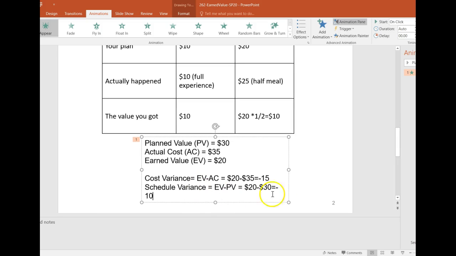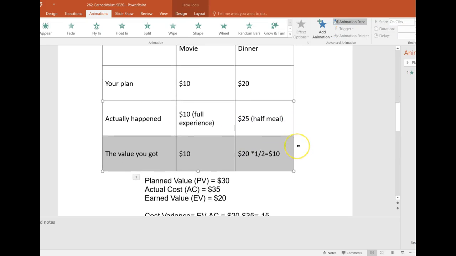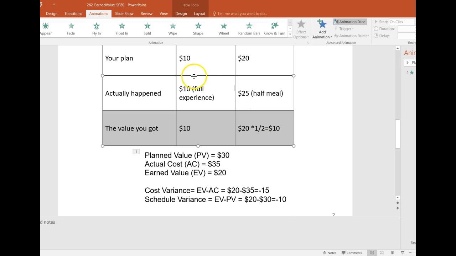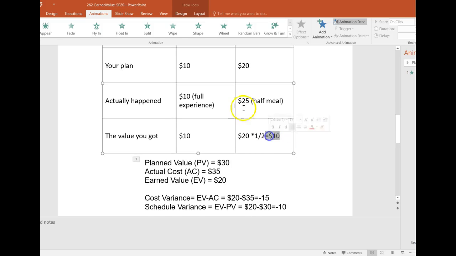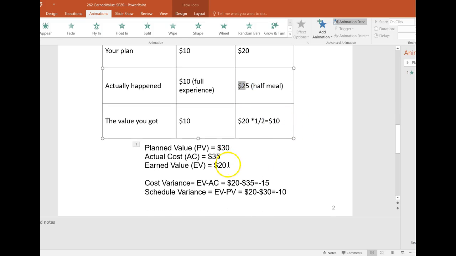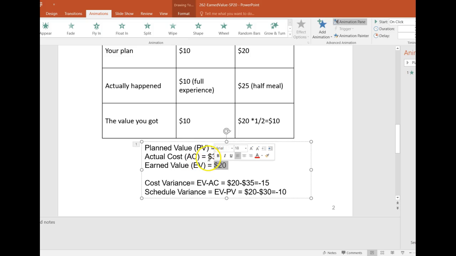That's minus 10. So again, earned value is what you would pay for that experience if you were going to honor your original plan. So for a belly half full, I would just pay $10, not $25. And then you get your earned value, which is 20. You compare it to your actual cost, what you paid for that value, that becomes your cost variance. That's how much you're over budget. And you compare it to your original plan of value getting in that event, that becomes your schedule variance. So we're saying you're $15 over budget, $10 over schedule.